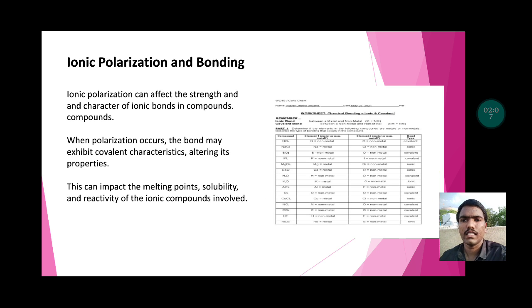Ionic polarization and bonding. Ionic polarization can affect the strength and character of ionic bonds in compounds. When polarization occurs, the bond may exhibit covalent characteristics, altering its properties. This can impact the melting points, solubility, and reactivity of the ionic components involved.